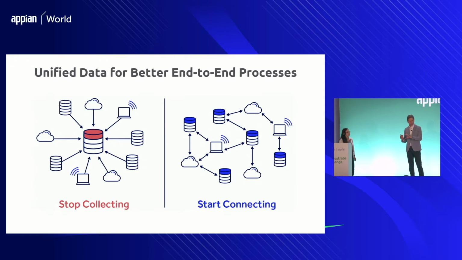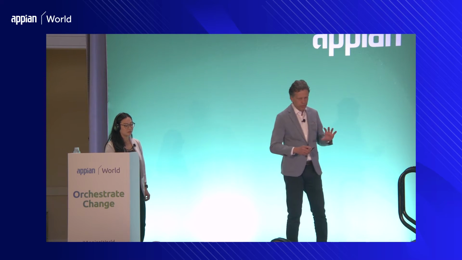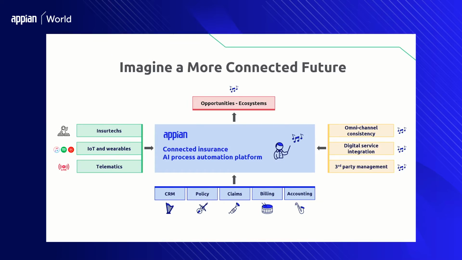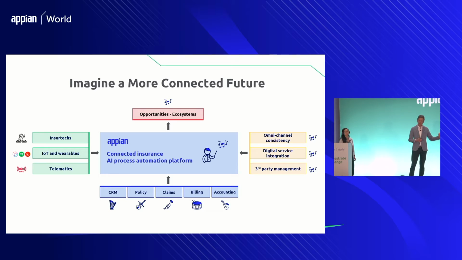It's faster, and we, as Appian, enable you to do that. Now, I've said a lot, but if you combine what I said into a picture, then it looks like this, right? So we want to provide that connected insurance capability to you. It's about connecting that legacy data that you have, right?